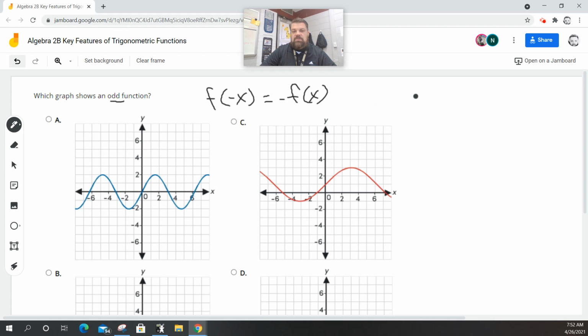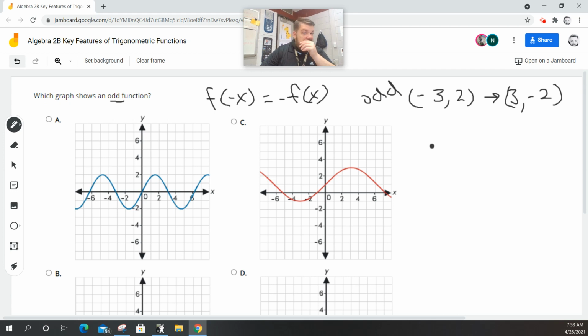So an example of this would be if I have negative 3 comma 2, then when I do the opposite of negative 3, in other words, positive 3, I should get negative 2. That's an odd function. That only occurs on odd functions.